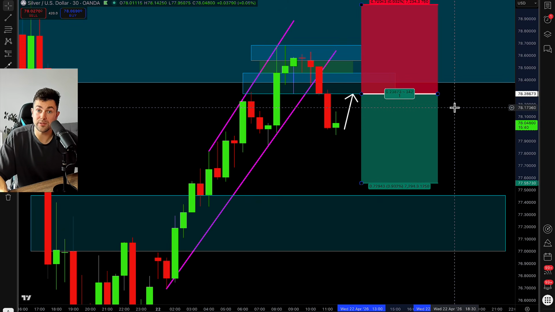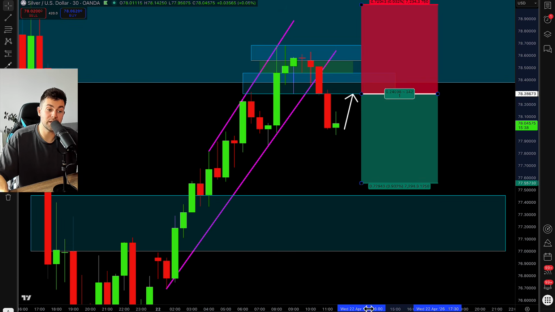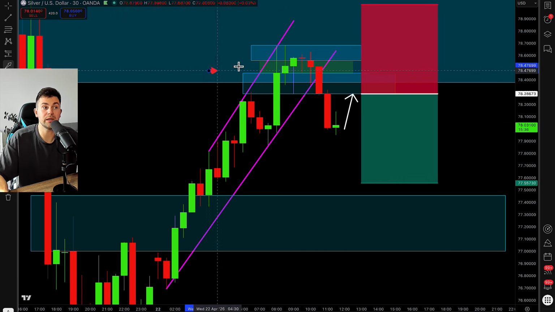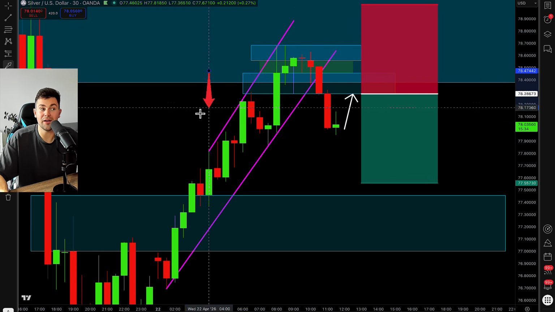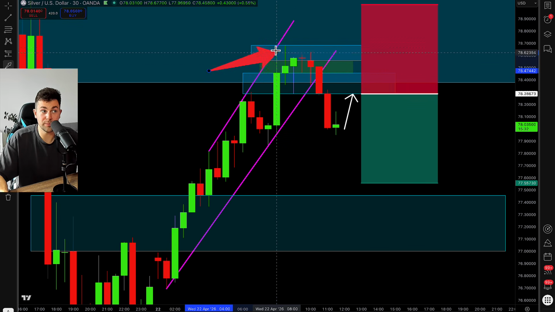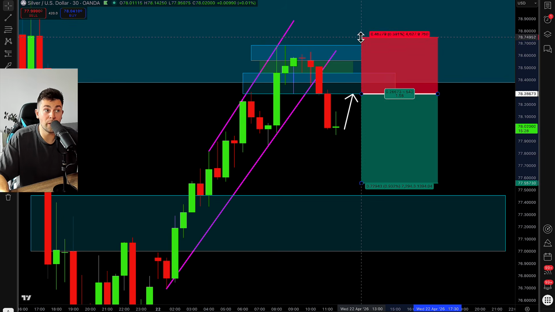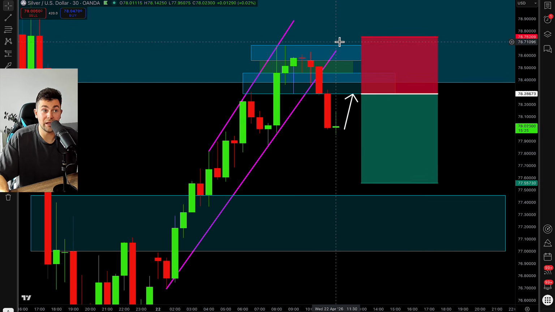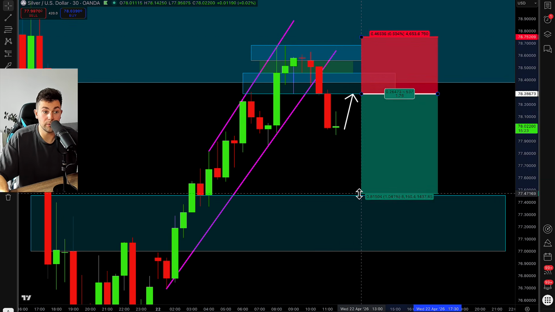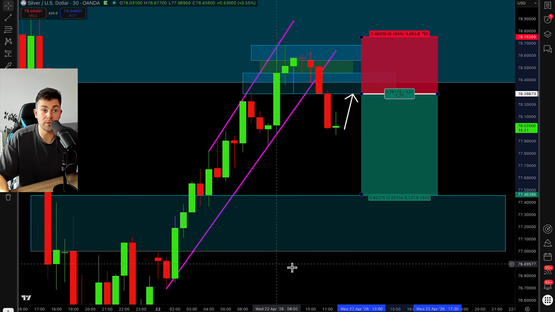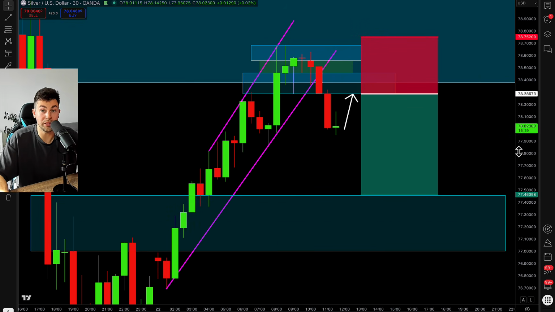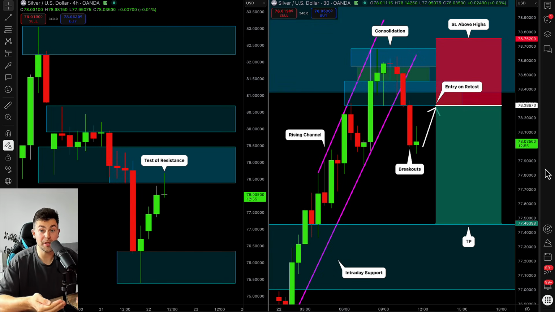Where should be our stop loss? With that trade, our safest stop loss is going to be above the highs of this bullish movement. We will simply identify the highest high right here, and we will set our stop loss above that point. And take profit is going to be based on the support that we identified. This strategy is very easy to follow.